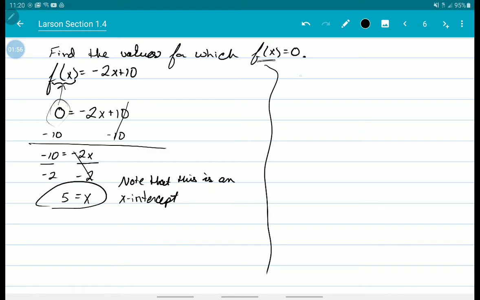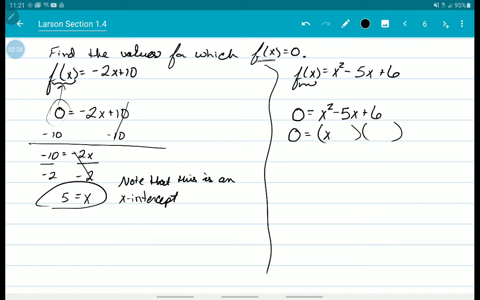Let's do another one. Suppose we have f of x is equal to x squared minus 5x plus 6, and the directions are the same. Find the values for which f of x is equal to 0. So we're going to set 0 as our f of x, just making that substitution there. And now we have a quadratic that's equal to 0. And to solve a quadratic, remember, you have to have everything on one side, and then you're going to factor.